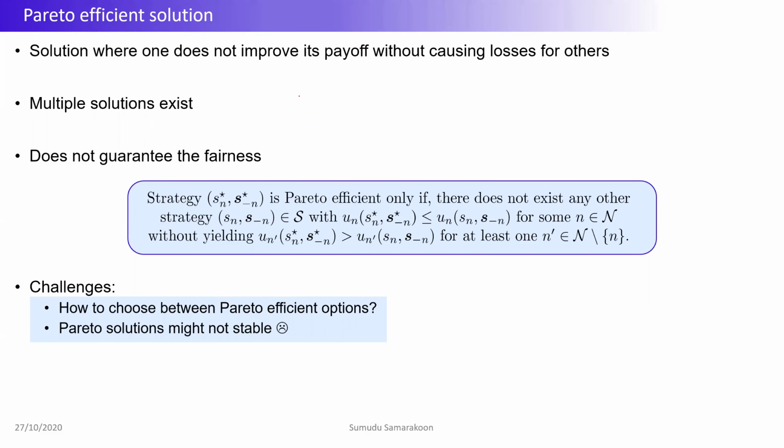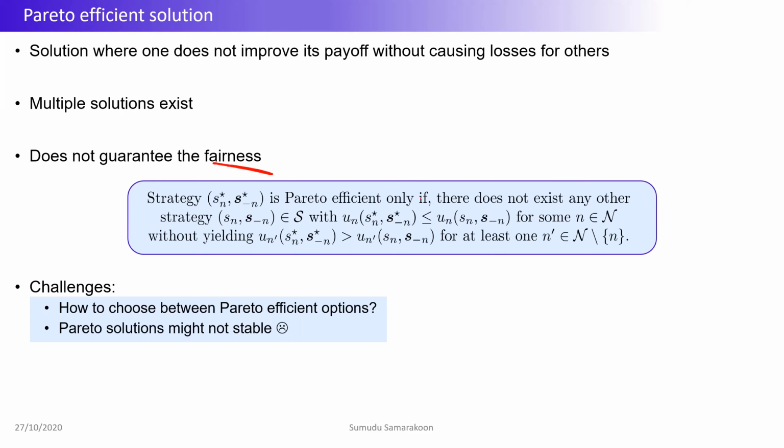Let's check another solution concept, known as the Pareto efficient solution. In this solution, one cannot improve its payoff without causing losses to others, unlike Nash equilibrium, where they don't care about what happens to others. There can be several Pareto efficient solutions in a given problem. And one thing we need to add: it does not guarantee fairness. It doesn't guarantee that all the users are going to have a fair reward.